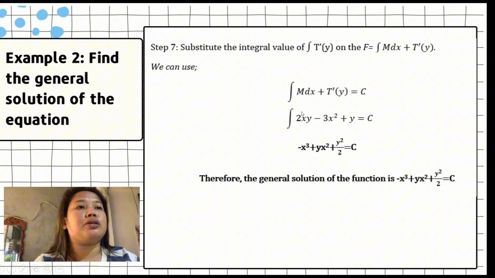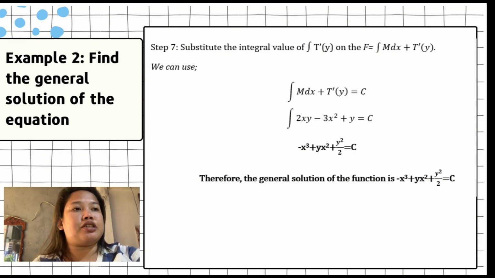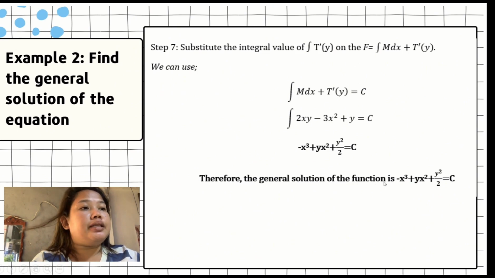So the answer should be the integral of M dx. Since we already have the answer of the integral of M dx, which is negative x cubed plus yx squared, now we are going to add the integral of t prime of y, which is y squared all over 2 plus c. So therefore our general solution would be negative x cubed plus yx squared plus y squared all over 2 plus c.